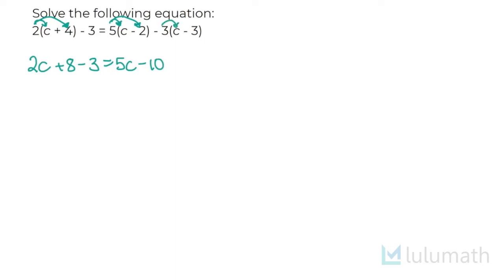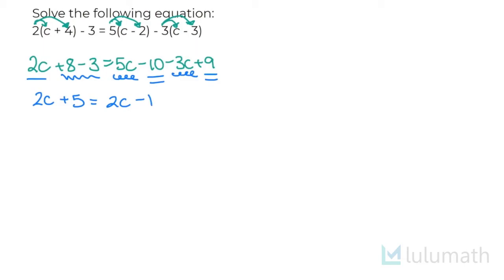Now distribute the negative 3 through, so I end up getting negative 3c, and be careful, this becomes a positive 9. All right, beautiful. Now that I've done that, I'm going to just collect my like terms. So on the left side, I only have 2c. There's no other c, so I don't put anything else with it. I copy that down. And then I have 8 minus 3, which can go together, and I get 5. Now on the right side, I have 5c and negative 3c, and putting those together, I get 2c. And then here, I have negative 10 and positive 9, and putting those together, I get negative 1.